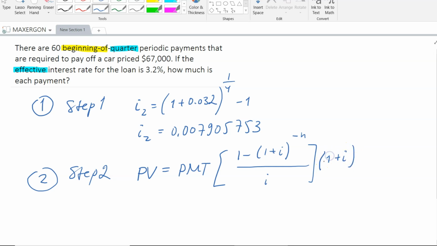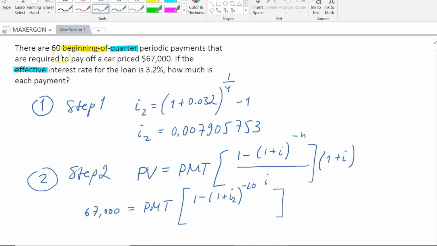Every time when we have due annuity, we should always multiply our formula for simple ordinary annuity by this additional term 1 plus I. Now we will substitute values, and from there we'll be looking for PMT. Present value in this problem is 67,000. PMT is unknown, so we'll keep it as just PMT here. Then we will be substituting our values, 1 minus 1 plus I2, where I2 is what we already found, and the exponent is going to be minus 60.